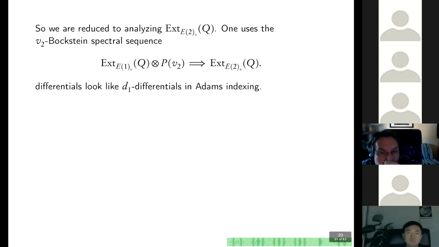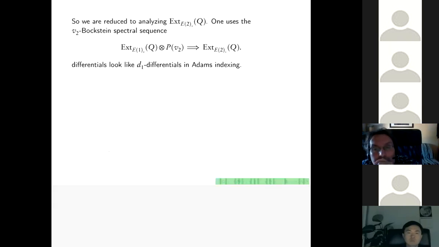Remember, I'm trying to prove this theorem that the Adams E2 term breaks up into some stuff on Adams filtration 0 and also this V2 torsion free stuff. My hope is that the Ext groups for Q will be V2 torsion free. A natural way of trying to show something like that is to use the V2 Bockstein spectral sequence. I've suppressed the indexing, but this is a tri-graded spectral sequence: two of the gradings come from Ext, and the third grading comes from the power of V2. If you use Adams indexing, all the differentials are going to look like d1 differentials.